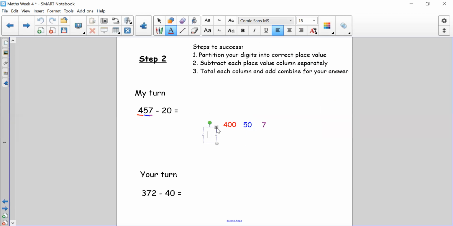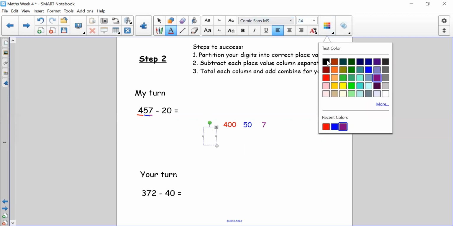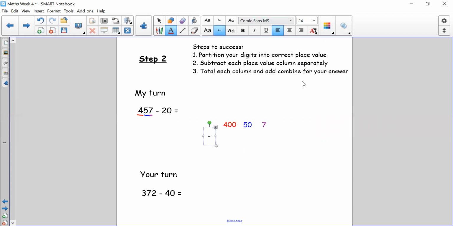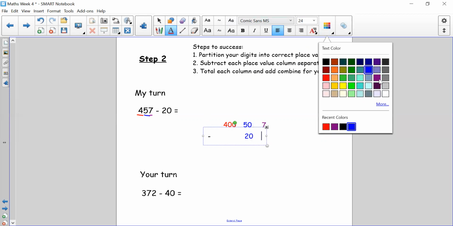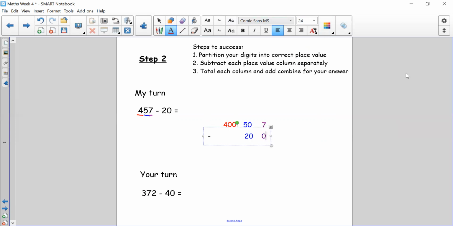Now we need to subtract. We need to make sure we're putting our subtract sign in there, take away, and we are taking away 20. So that means we have 2 10s, so we have 20, and we have no other hundreds. We have no hundreds, we have no ones. So let's get our blue. Make sure we put our 20 in there, and we have no ones. Okay, so we can put a 0 there. You don't need to put a 0 there, but you can.